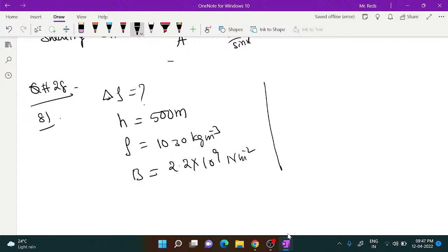So bulk modulus is equal to, what is bulk modulus? Bulk stress by bulk strain. We take it as P by delta V by V with a negative sign when volume is decreasing, right? From this you can say delta V by V is equal to P by B. Till here okay. But you're asked to find the change in density.